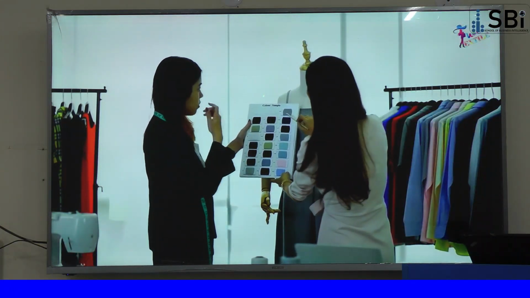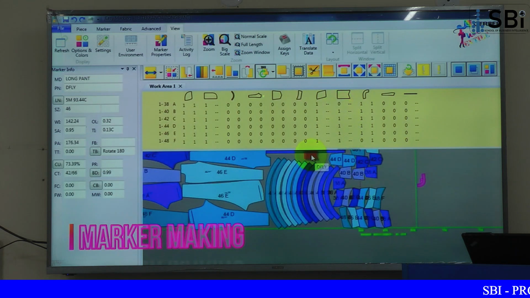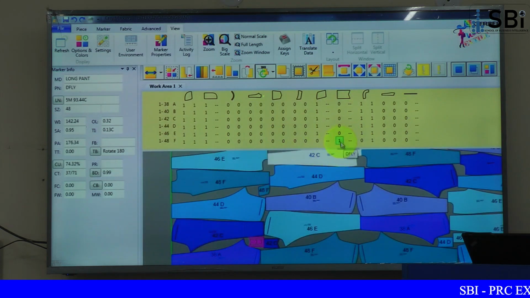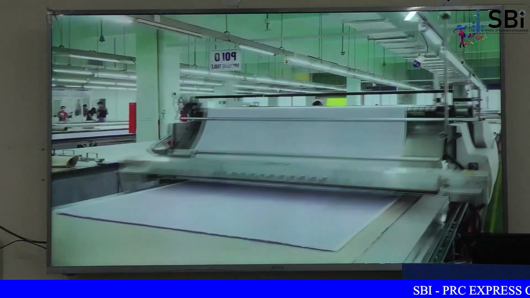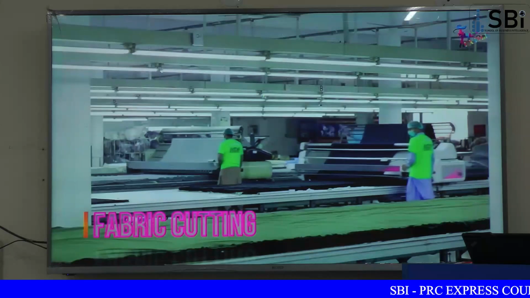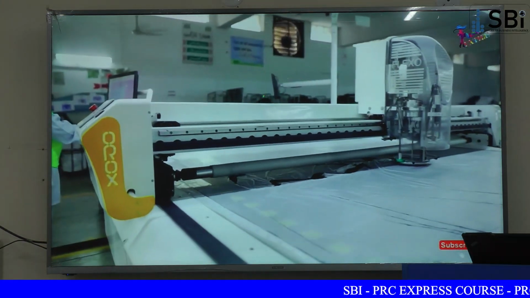For the bulk production, at first, marker making is done to cut the fabric with high efficiency. Then fabric is laid on a big table which is used for cutting. Fabric needs to be cut according to the marker.